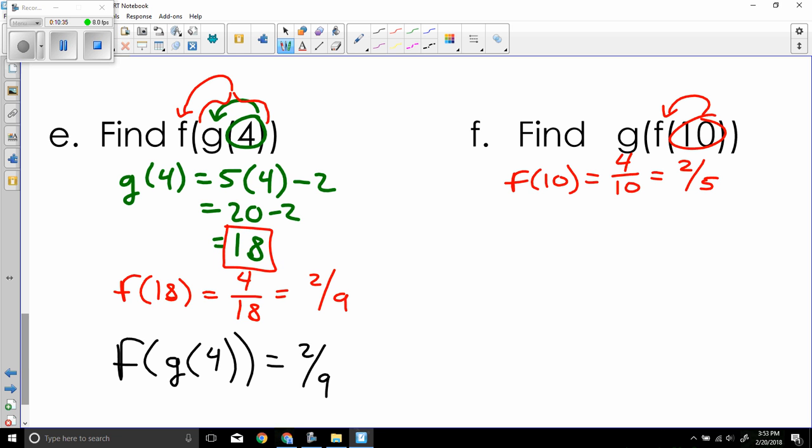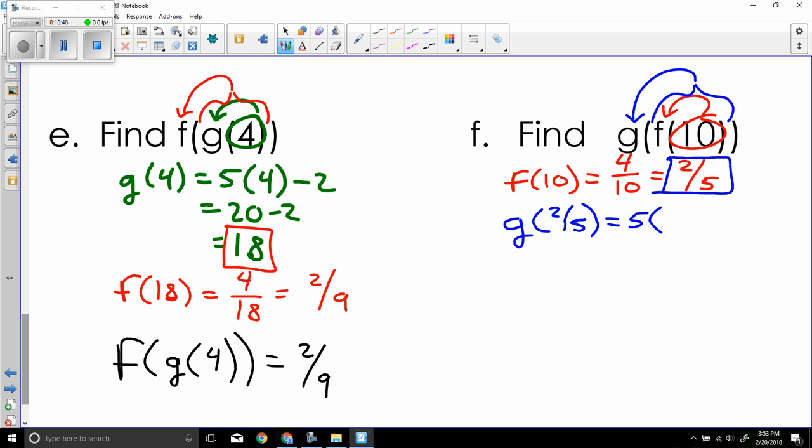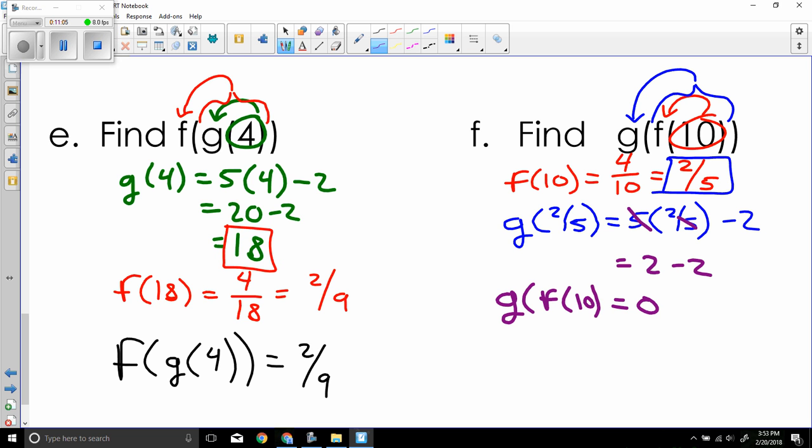Great, so this 2 over 5 is taking on this entire value, and I'm supposed to plug that into g. Well, that's g of 2/5 equals, what was g? Okay, g was 5 times my x, which is 2/5, minus 2. Do a little bit of algebra here. These 5's cancel out. That's 2 minus 2. 2 minus 2 equals 0. That is okay. We can have 0. That's not a big deal. This is g of f of 10.